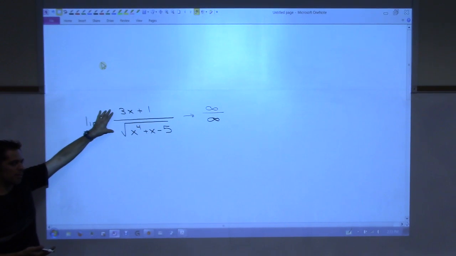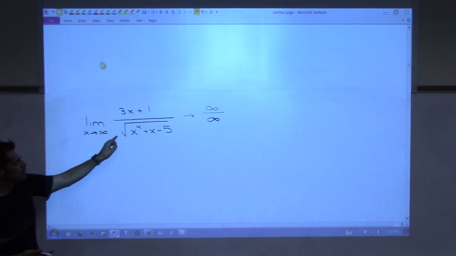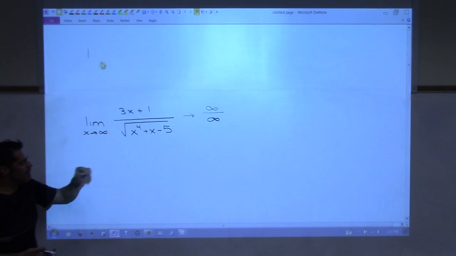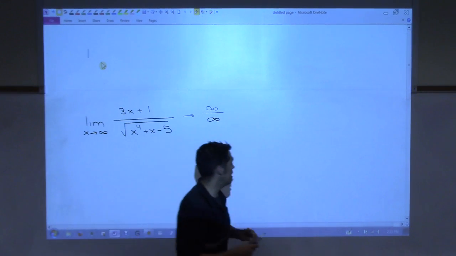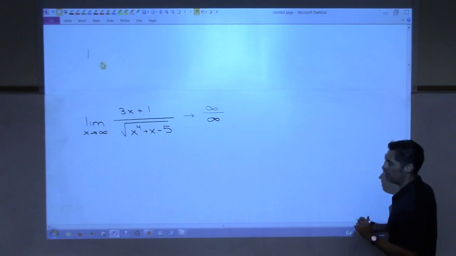Why 1 over x squared? Because you're actually taking the square root of x to the fourth, which is x squared, and it would also get rid of the square root. Yes, that is correct. Let me try and explain so everyone understands, maybe just a different perspective on it.